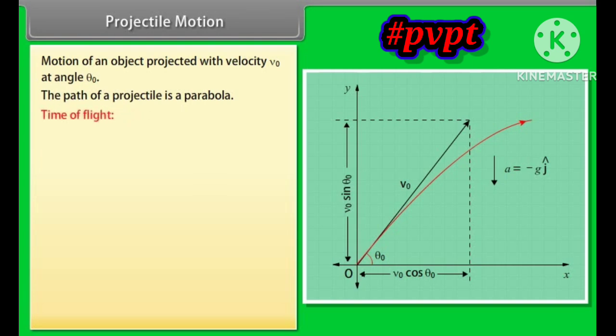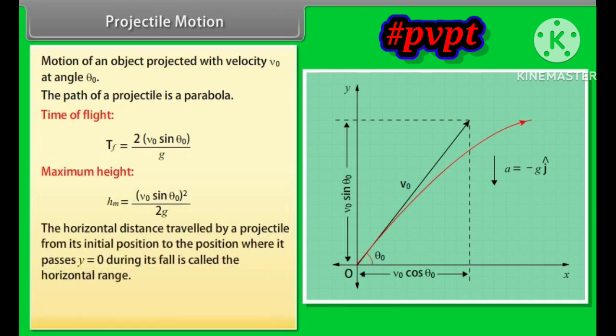Time of flight of projectile is Tf equals 2 v naught sin theta naught divided by g. Maximum height of a projectile is Hm equals (v naught sin theta naught) square divided by 2g. The horizontal distance travelled by a projectile from its initial position to the position where it passes y equal to 0 during its fall is called the horizontal range. Horizontal range of projectile is given by v naught square times sin 2 theta naught divided by g.